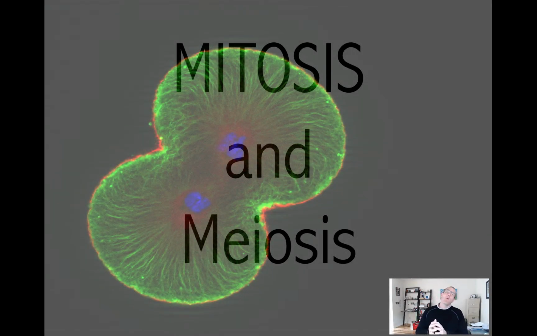Welcome back. So we've moved on now. We're going to look at the processes by which one cell becomes two. So this takes us all the way back to an early principle we talked about, the principle of cell theory. I remember there were three parts to that.